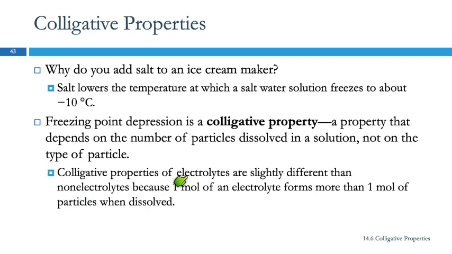Colligative properties of electrolytes are going to be a little different, and we'll talk about those at the end, because electrolytes separate into ions, right? So 1 mole of an electrolyte is going to form more than 1 mole of particles. 1 mole of sodium chloride is going to form 1 mole of sodium ions and 1 mole of chloride ions. That's a total of 2 moles of particles, right? Instead of something like sugar, a mole of sugar will dissolve in water and you'll have 1 mole of particles.